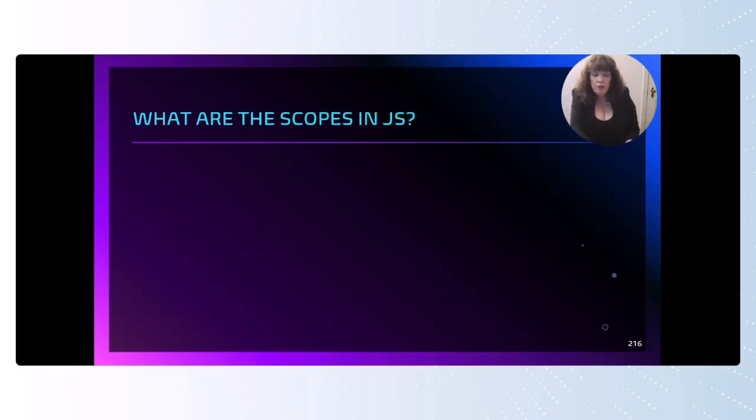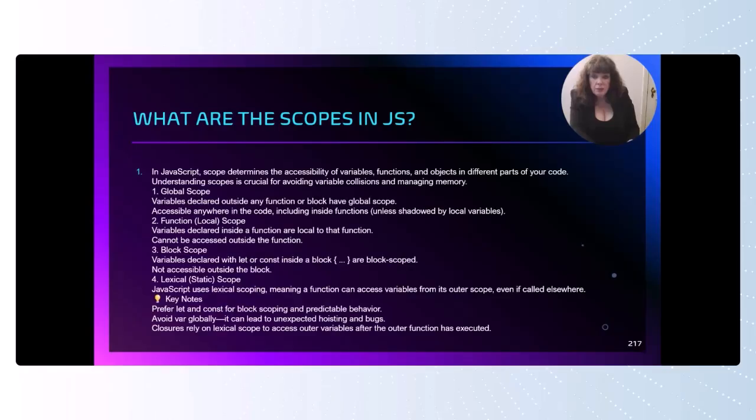What are the scopes in JavaScript? Scope determines the accessibility of variables, functions, and objects in different parts of your code. Understanding scopes is crucial for avoiding variable collisions and managing memory. There's the global scope, function or local scope, block scope, and lexical or static scope.